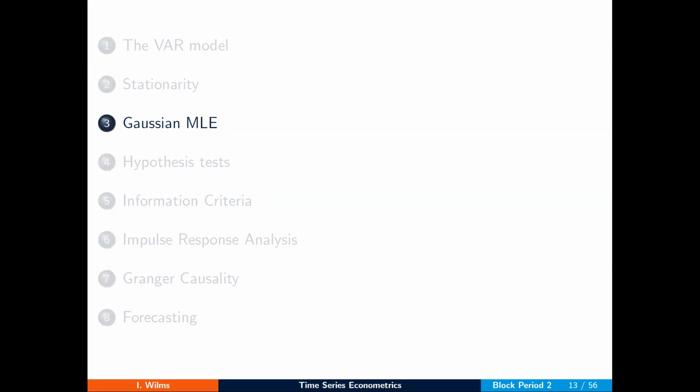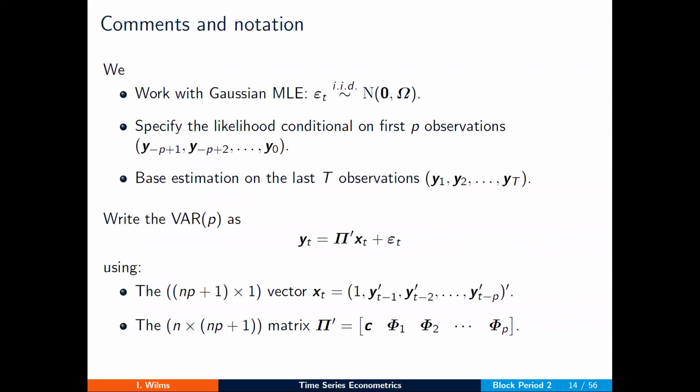Now, how will we estimate the parameters in our VAR model? Well, like last week, we will use maximum likelihood estimation. We use a normal distribution for our error terms, and we will specify the log likelihood conditional on the first p initial observations. So we will make use of the conditional likelihood framework, and we will estimate our parameters based on our sample of T observations.